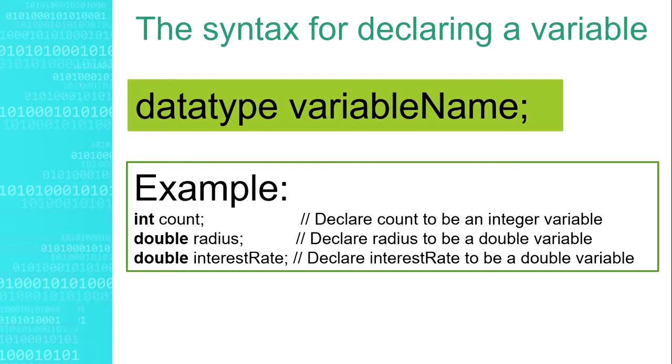The syntax for declaring a variable: data type, variable name, and semicolon. Example: int count; declaring count to be an integer variable. double radius; means declaring radius to be a double variable. double interestRate; meaning, we declare interestRate to be a double variable.